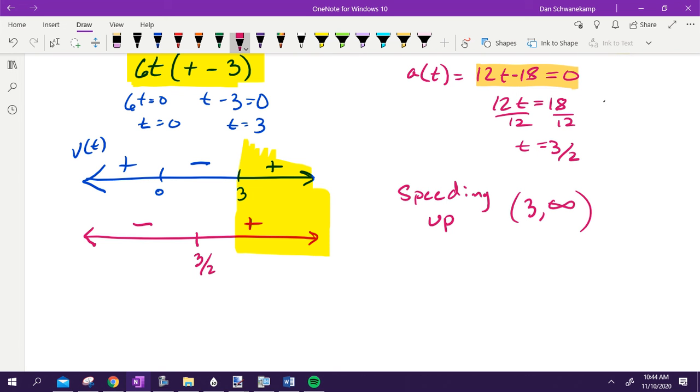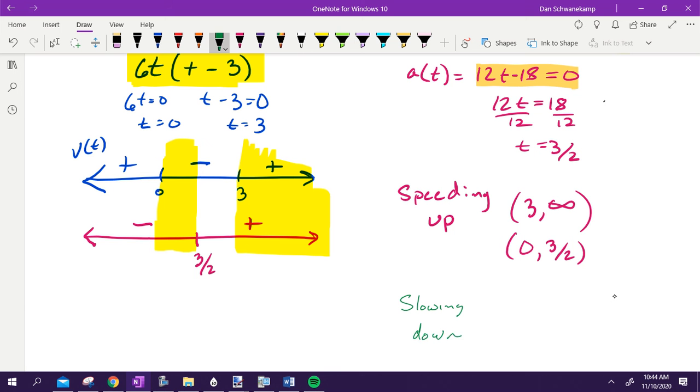Max McCain, when else am I speeding up? Between 0 and 3, I'm negative on velocity, and less than 3 halves, I'm negative on acceleration. So between 0 and 3 halves, I am both negative. And if I'm both negative, that means I'm also speeding up. It would all be parentheses because we're talking about the second derivative, because we're talking about velocity and acceleration. That's speeding up. Then we're going to talk about slowing down.